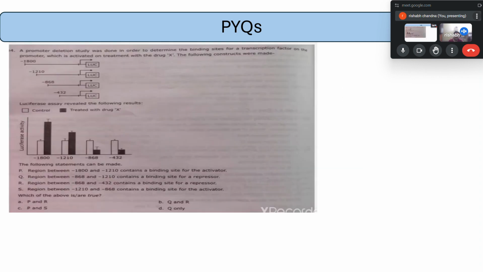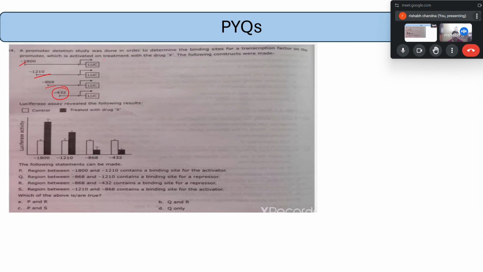Okay. Moving on to the next question. A promoter deletion study was done in order to determine the binding sites for a transcription factor on the promoter, which is activated on treatment with the drug X. The following constructs were made. One has the minus 1800 position. One has the region till minus 1210 position. The second last one has the minus 868 position, with the previous parts deleted, and the last one has the minus 432 position of the promoter.